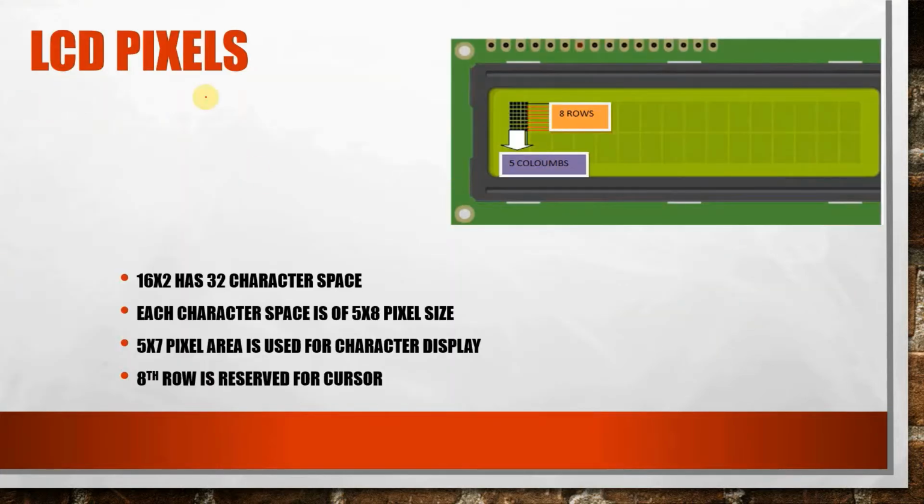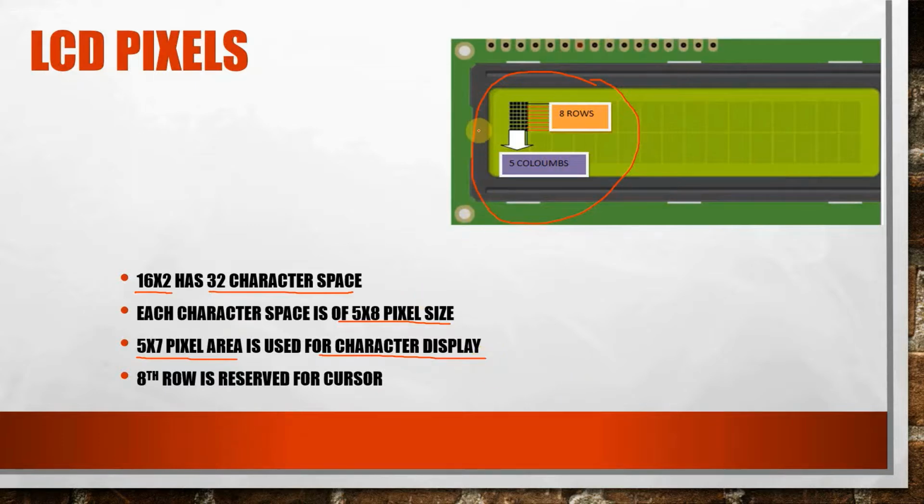Now coming on to the LCD pixels. As we have already discussed, the 16x2 LCD has 32 characters to be displayed, bifurcated into 2 rows. Each row has 16 columns, that is 16 characters. Each character is to be displayed in this area as shown in the figure. Out of this 5x8 area, that is 5 columns, 8 rows, the 5x7 area is fixed for displaying the character. Any character, it can be ASCII or alphanumeric, any character.